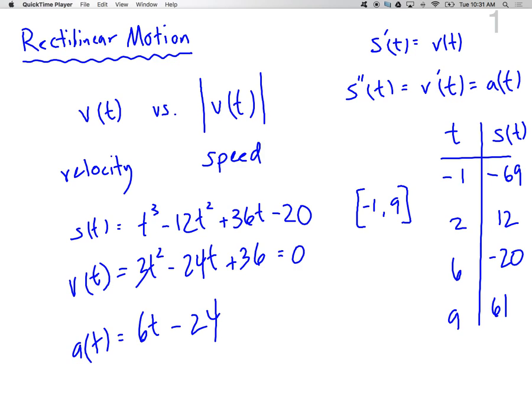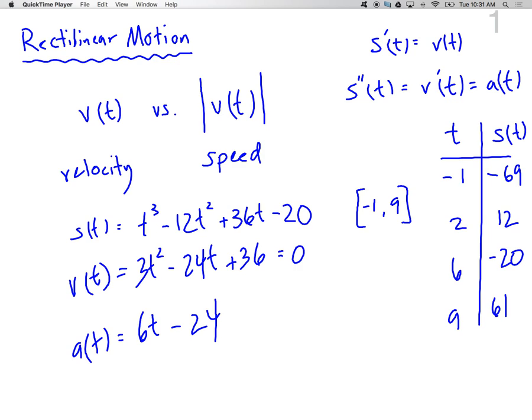So what's happening? At t equals -1, the particle is at a position labeled as -69. So it's a position, it's not a speed or anything like that. Think of it being on a number line, on the x-axis. Where is it at -1? It's at -69. And then it starts moving which direction? To the right. It gets to 12, and then it goes back to negative 20, then turns and comes back to 61. So -1 and 9 are my starting and ending points. 2 and 6 are my turning points.